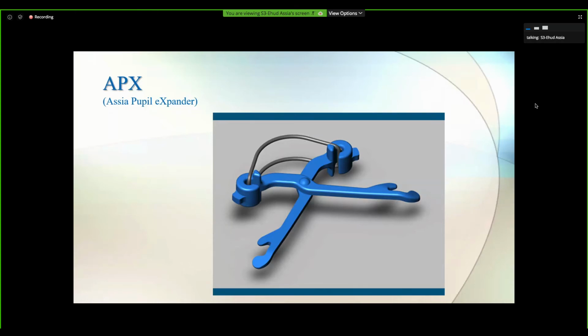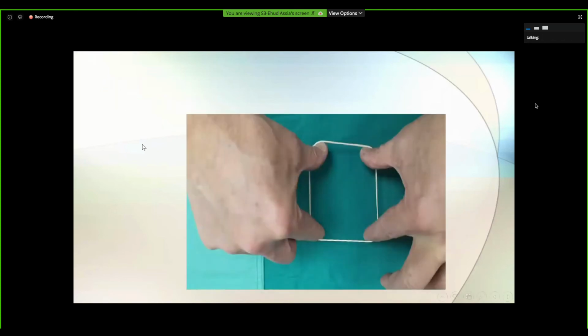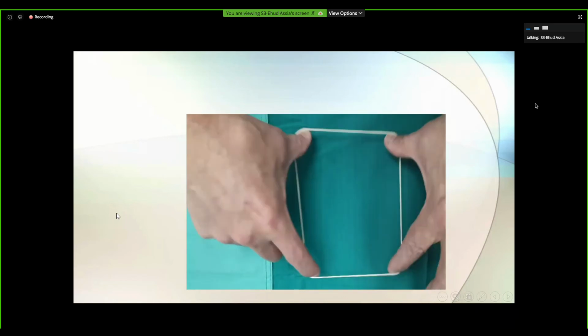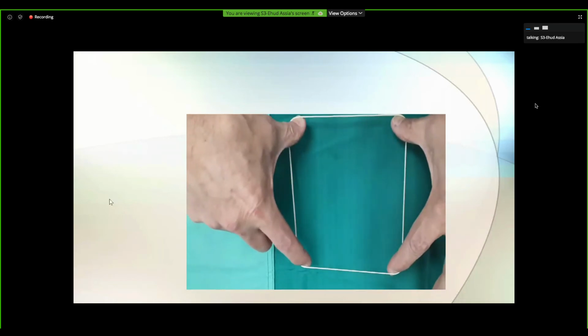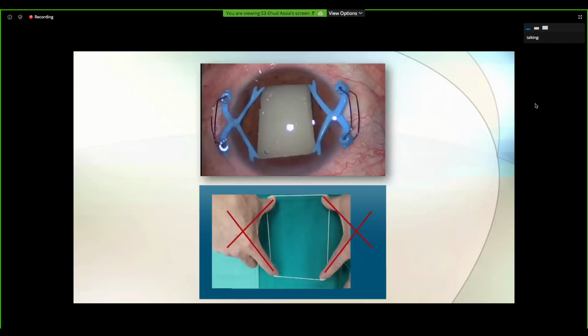It's different from the other either hooks or rings. And the principle of this device is the same that one would intuitively do when he wants to open up a rubber band using 2 hands and 4 fingers. This is what we would do, creating such an X motion. So we apply the same principle into the patient's eye.